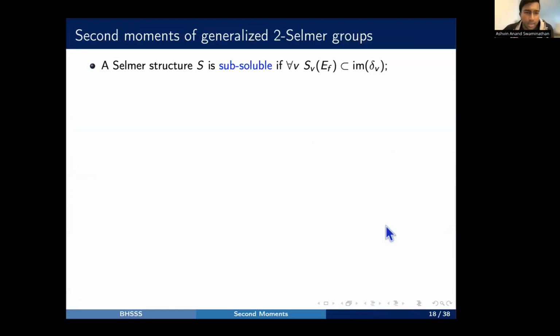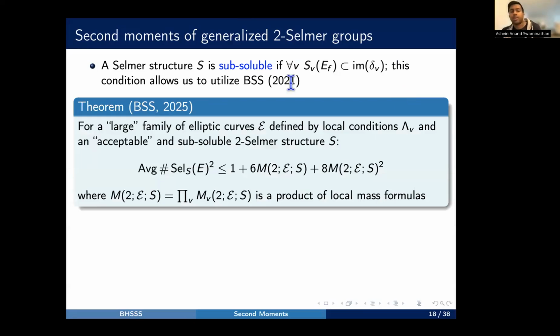Okay. So we say that a Selmer structure is subsoluble if the group S_v(E) lies in the image of the Kummer map for every place v. And under this condition, we can use the methods for our second moment result to bound the second moment of the generalized Selmer group. Okay, so here's the form of our result.